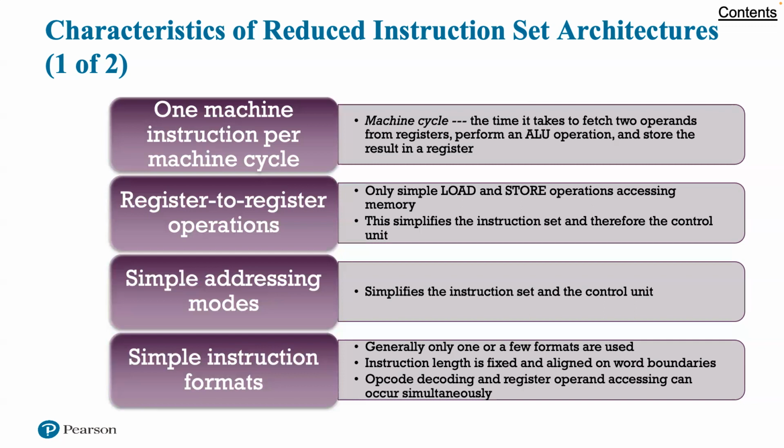The first characteristic listed is that there is one machine instruction per machine cycle. A machine cycle is defined to be the time it takes to fetch one operand from registers, perform an ALU operation, and restore the results in a register. Thus, RISC machine instructions should be no more complicated and execute about as fast as microinstructions on a CISC machine. This is something that will be discussed in part 4, so keep that in mind as we move forward.